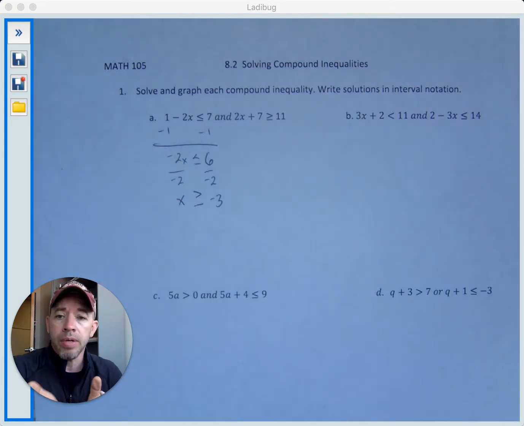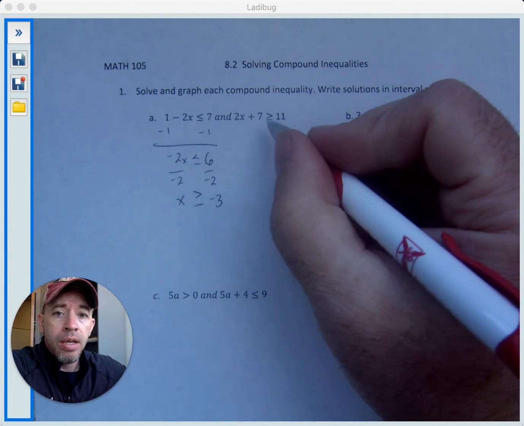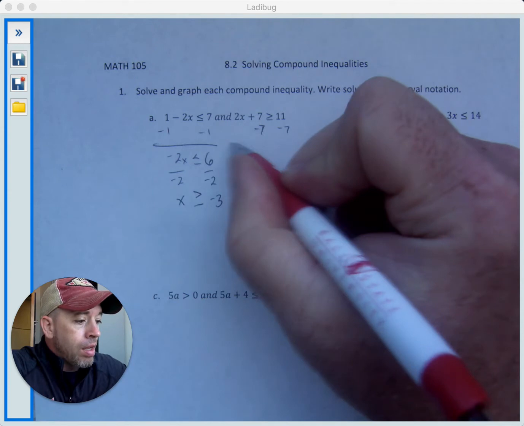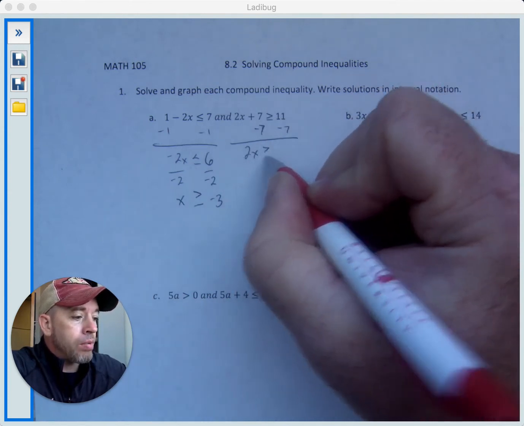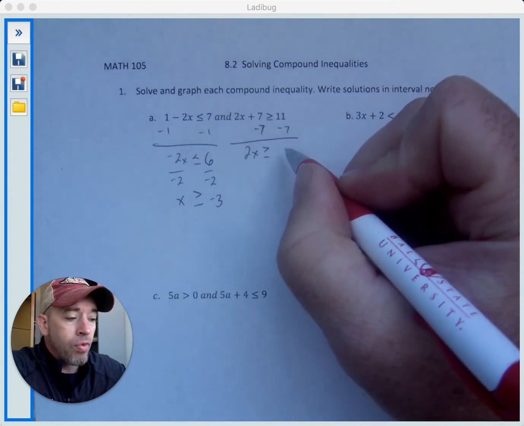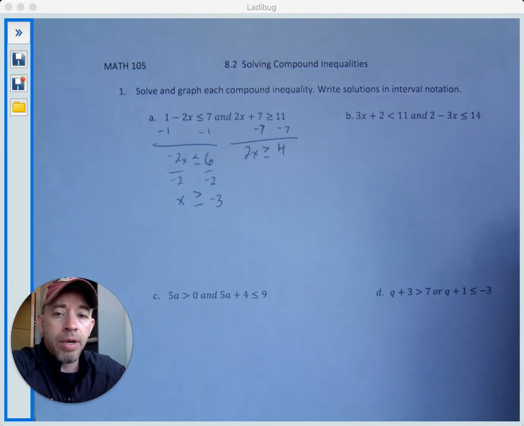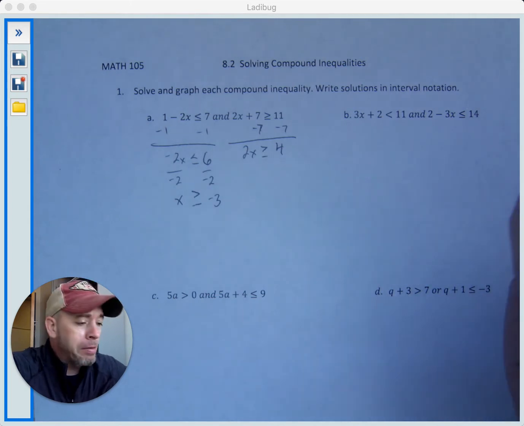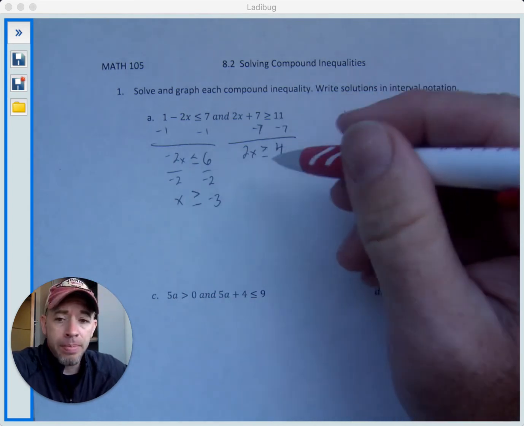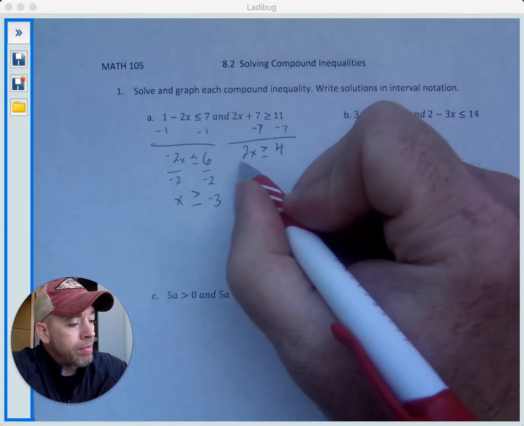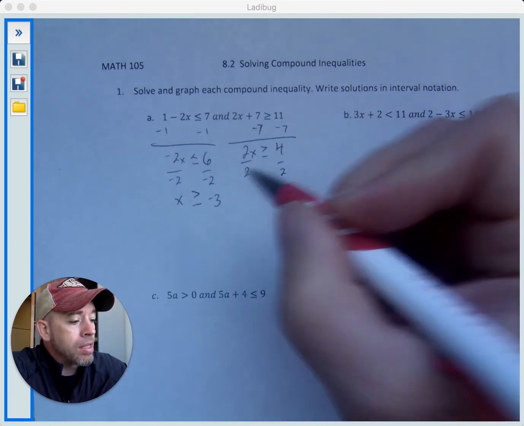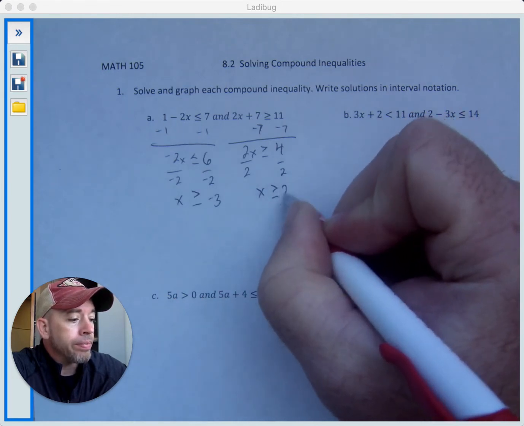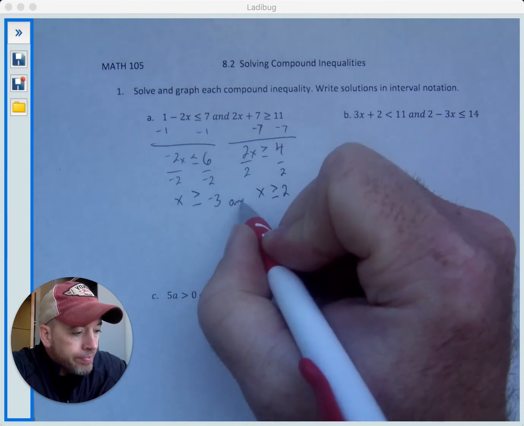Alright, so that's one inequality. Now we have this other one here. I'm going to subtract the 7. We get 2x is greater than or equal to 11 minus 7, which is 4. Divide by 2. Do we have to flip the inequality sign? Good, you all said no. That's what I thought, because we don't divide by a negative here, we divide by a positive. So divide by 2, the inequality sign stays the same, and we have x is greater than or equal to 2. And we have this little "and" in between.